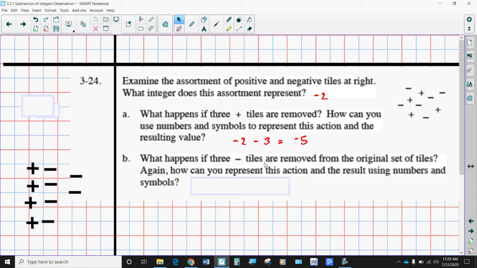What happens if 3 negative tiles are removed from the original tile set? Once again, you're starting with -2, but now you're going to take away 3 negatives. What is your resulting answer when that happens?